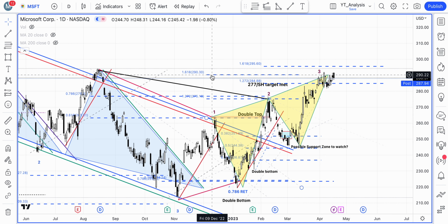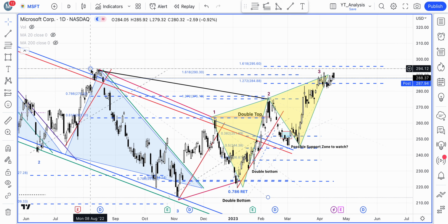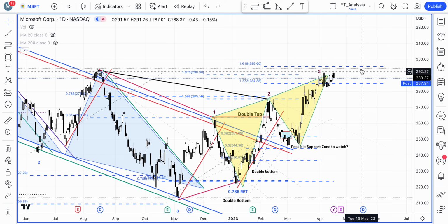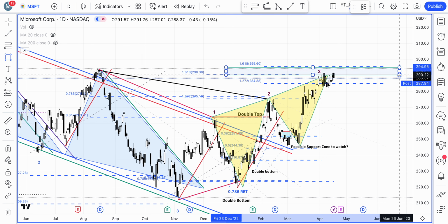It's right at the 1.618 expansion, the $290 per share level. That was also our target. The $277 per share level was met a long time ago, and I'm going to delete that now. And here on the left-hand side we also have structural resistance present, the $290 to $295 per share level. This is all kind of a resistance zone. Let me actually draw it like this. So, boom, there we go.